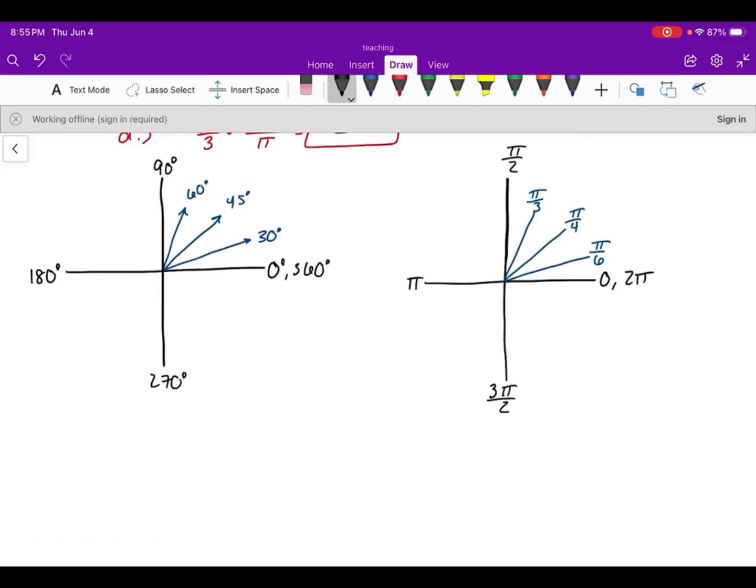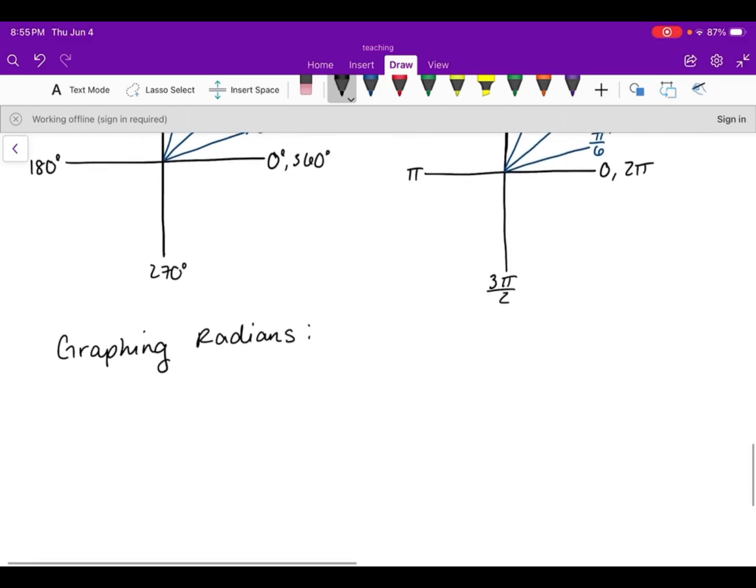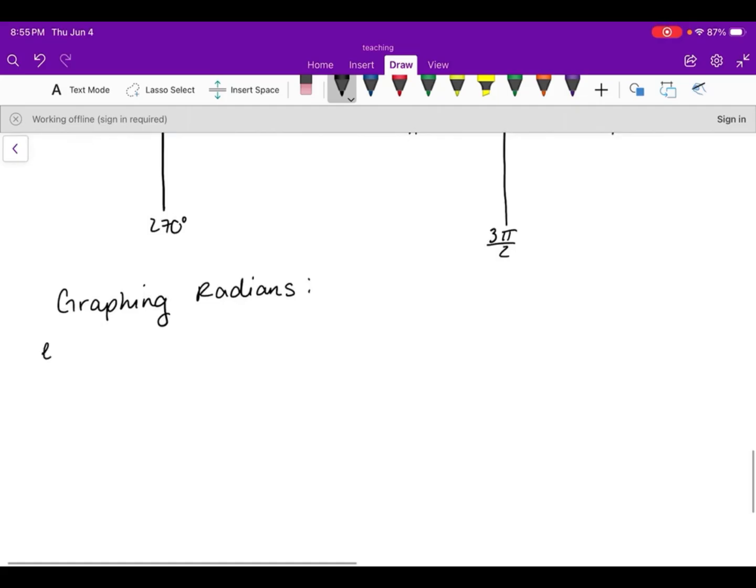Something I also would like to talk to you about is graphing radians. This can always be a little bit of a struggle for students, so I want to make sure we go over this. So graphing radians. I'm just going to make an example out of it. So example 3, I'm going to say graph the following angles.